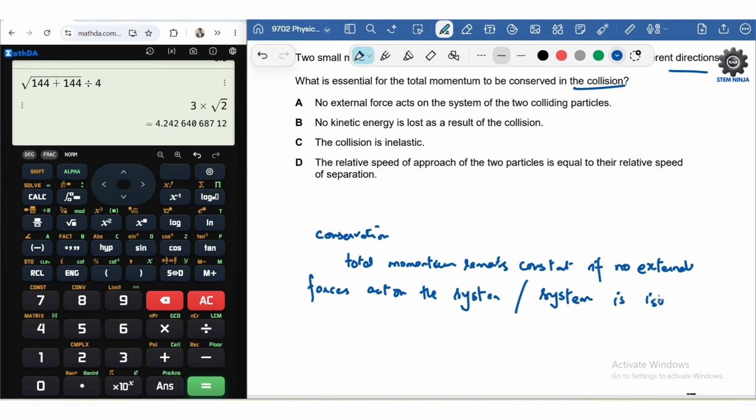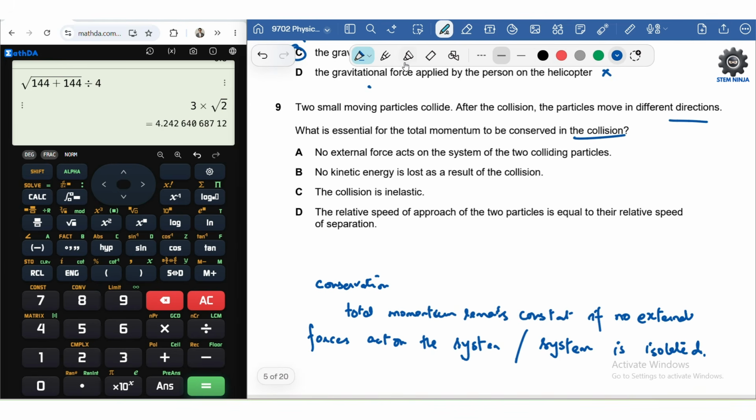System is isolated. So this is the condition for the conservation of momentum: no external forces act on the system of the two colliding bodies. This is correct, by the way. Okay, kinetic energy is just for elastic collisions, inelastic, it has nothing to do with an essential principle or necessary condition for total momentum to be conserved. Once again, this relates to kinetic energy conservation, which also relates to elastic collision. It's not a necessary condition for momentum conservation.